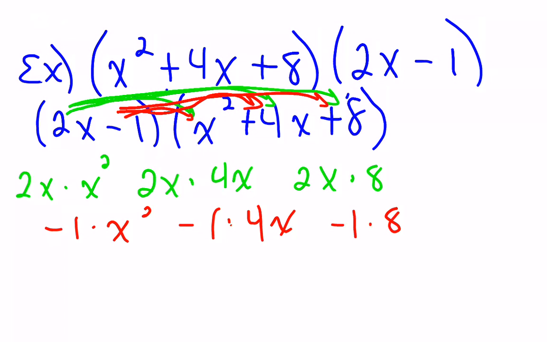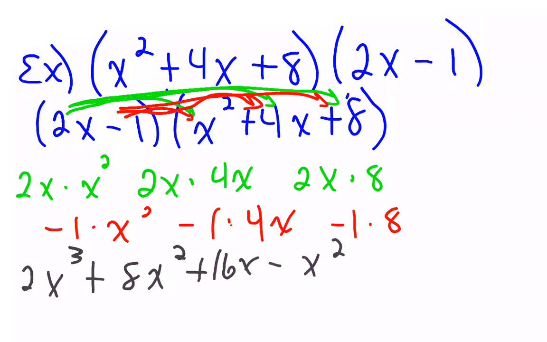Okay, let's start. So 2x times x squared is 2x cubed. 2x times 4x, well, 2 times 4 is 8, x times x is x squared. And then 2x times 8 is 16x. Negative 1 times x squared is negative x squared. Negative 1 times 4x is negative 4x. And negative 1 times 8 is a negative 8. So we've done all the multiplication, but we want to combine any like terms that are there.